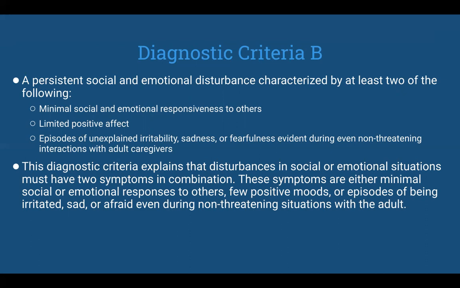This diagnostic criteria explains that disturbances in social or emotional situations must have two symptoms in combination. These symptoms are either minimal social or emotional responses to others, few positive moods, or episodes of being irritated, sad, or afraid, even during non-threatening situations with an adult.